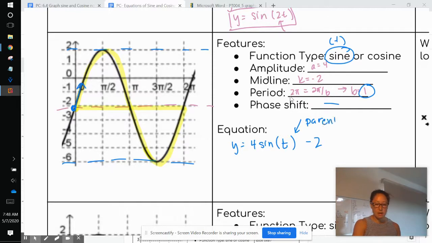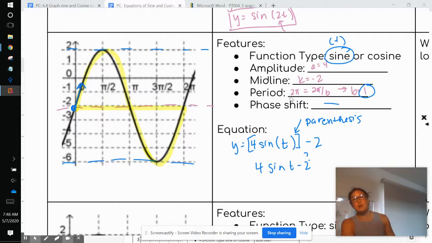Otherwise, if you put 4 sine of t minus 2, I don't know where that 2 belongs. Does it belong to the t, or does it belong after I do all of this stuff, basically 4 sine of t? Do I subtract it at the very end, or do I subtract it at the beginning? Okay, so no on that.